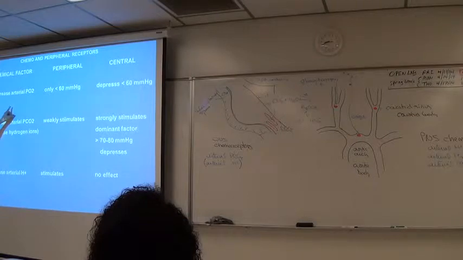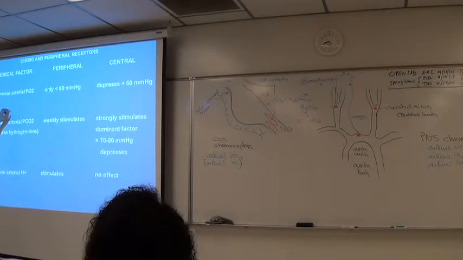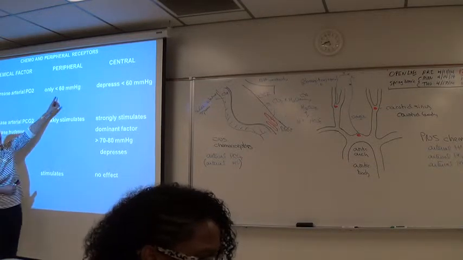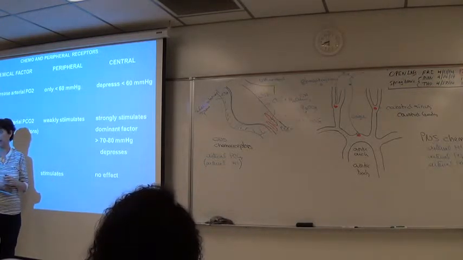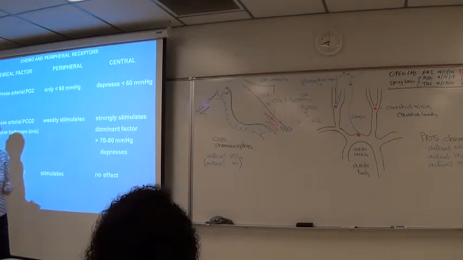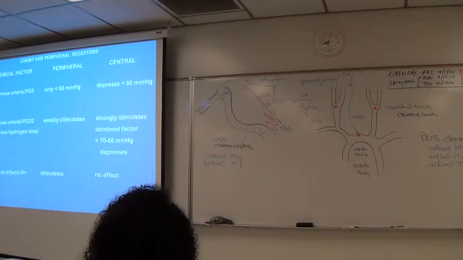Oxygen typically as a drive to breathe. So hypoxic hypoxia is what we're seeing here. It typically only becomes a drive to breathe when the PO2 drops below 60 millimeters of mercury. Okay. Then it will do what we just saw. Hydrogen ions will have an effect higher than that, okay, on our peripheral PO2.